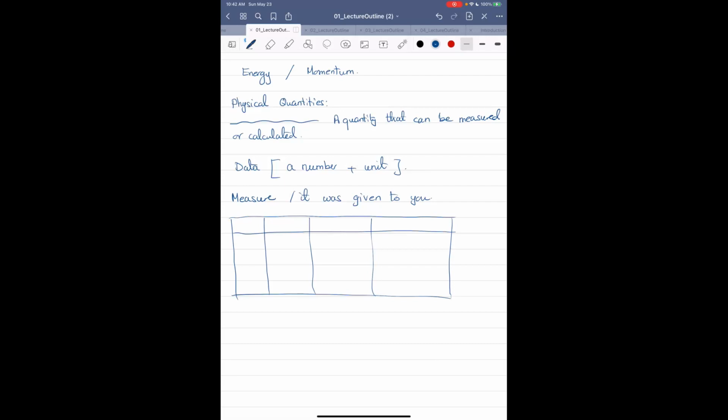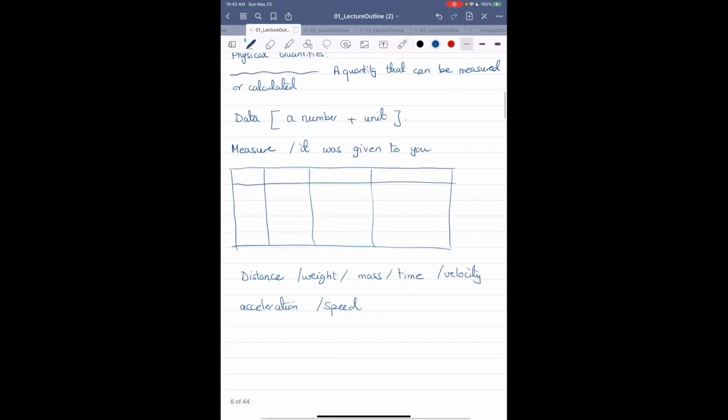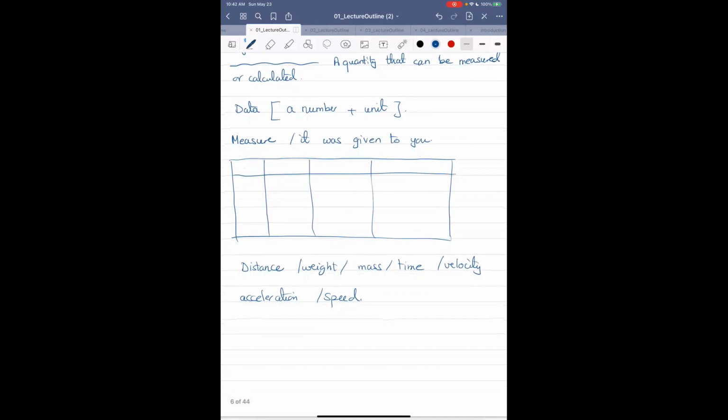Now examples of these quantities: distance, weight, mass, time, velocity, acceleration, speed, and we have so many of these. These are some of the quantities that we are going to study.